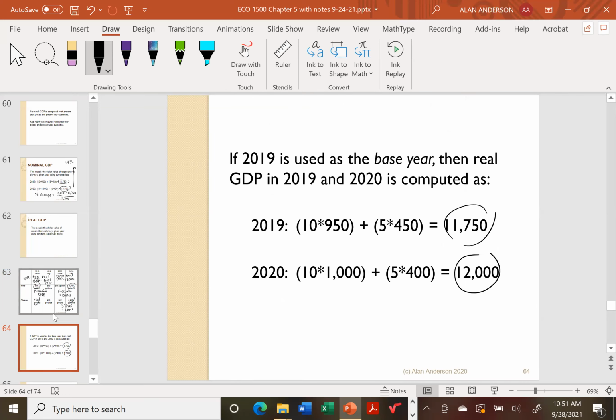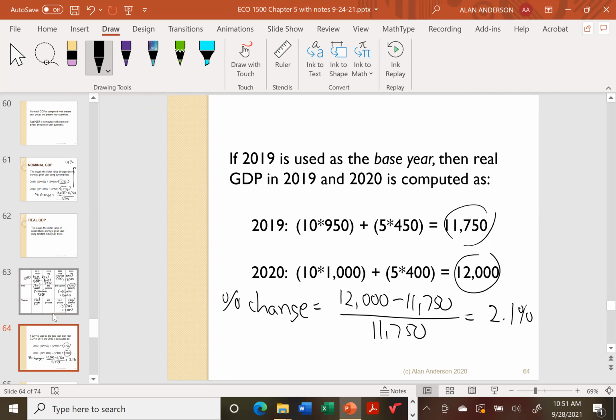Now, that's not nearly as impressive. The percentage increase is quite a bit smaller. So as usual, we'll take the new GDP minus the old and divide by the old. And this is a very small percentage. Let's see, this is equal to about 2.1%.